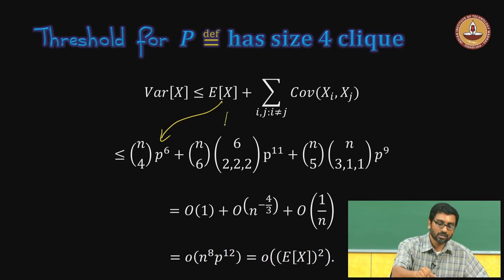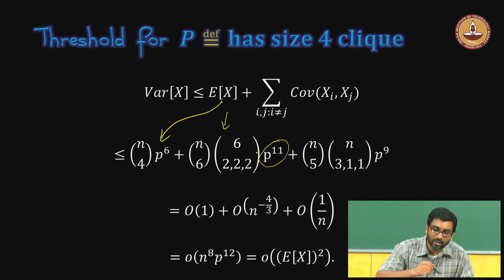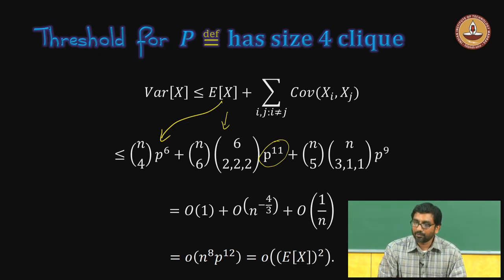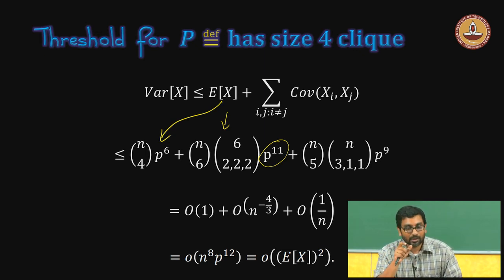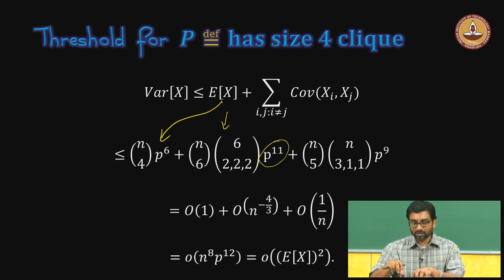This is the case where they have 2 common vertices. You may recall that when they had 2 common vertices, the covariance itself was p to the 11. But how many such covariance terms will be there? That's going to be the number of ways in which you can choose 4 vertices for the first clique, and 4 vertices for the second clique, such that they have 2 common vertices. How do you count that?